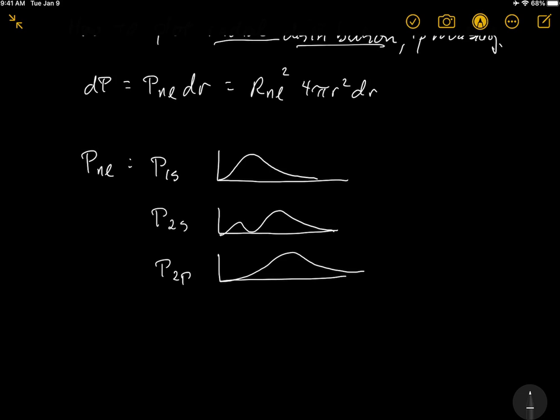Now, the other thing we need to keep track of is the angular part. And so I think this is a pretty good place to stop. So next lecture, we'll talk about the angular part, and we'll see how to relate the Y lms to various 2p orbital shapes that we may have some familiarity with already.